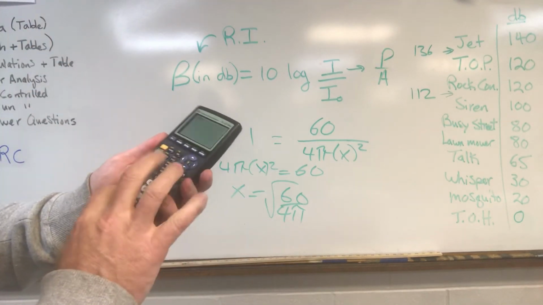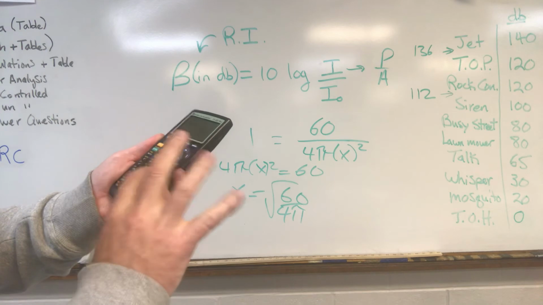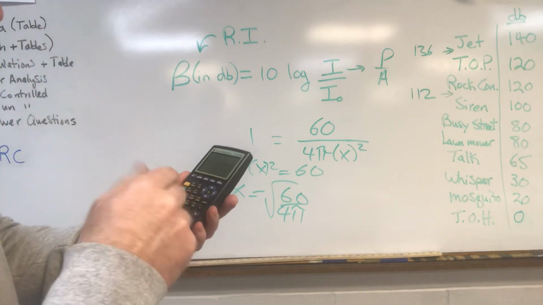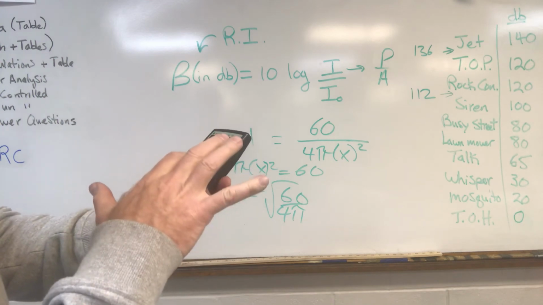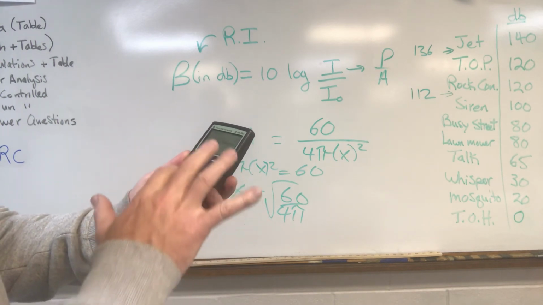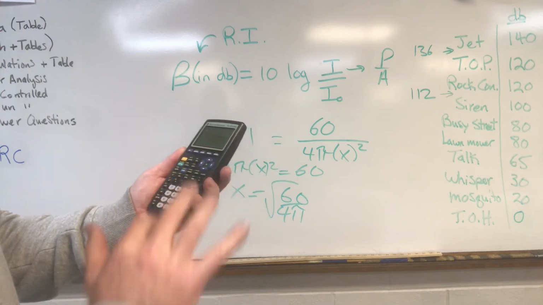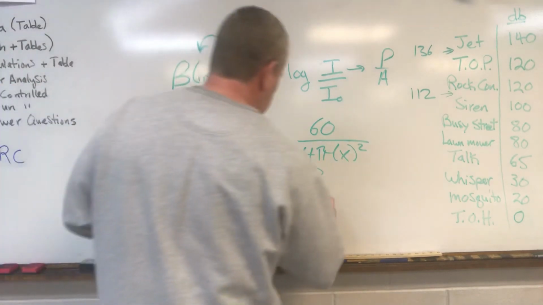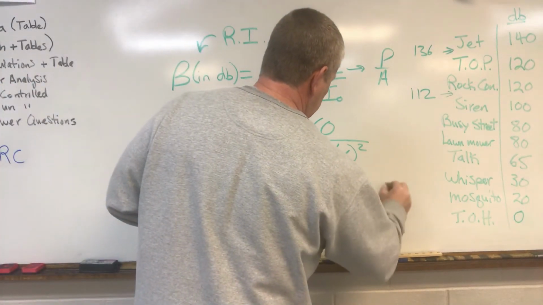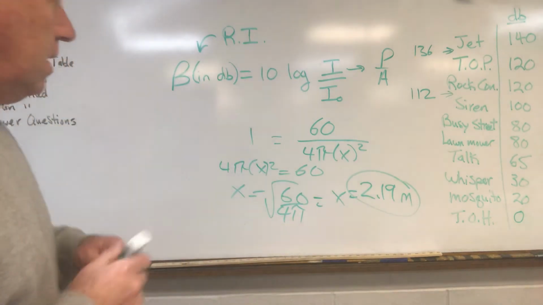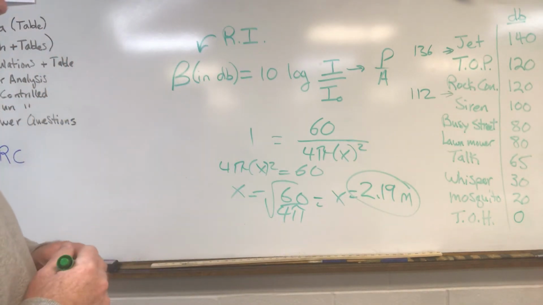So 60 divided by 4, enter, divided by 3.14, my pi, enter. I need the square root of that. So second function, square root, second function, answer, 2.19. I'm 2.19 meters away. So x equals 2.19 meters away from the sound source.